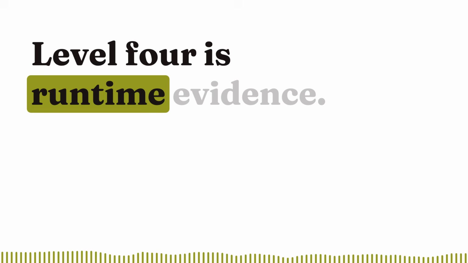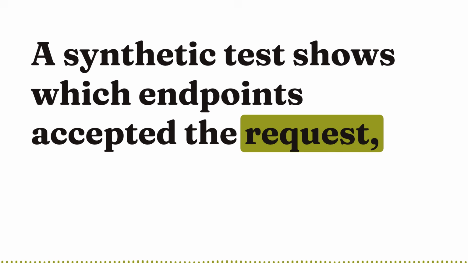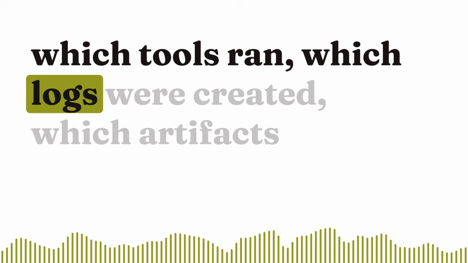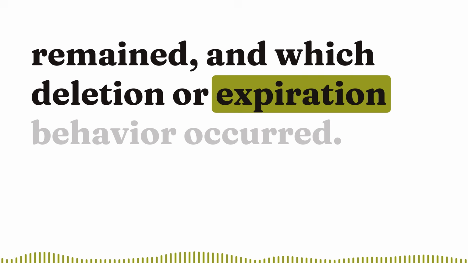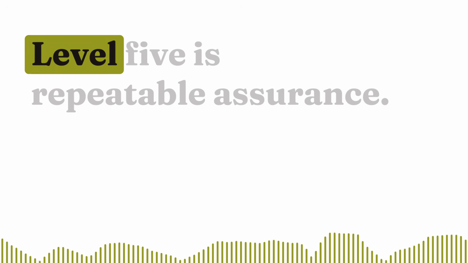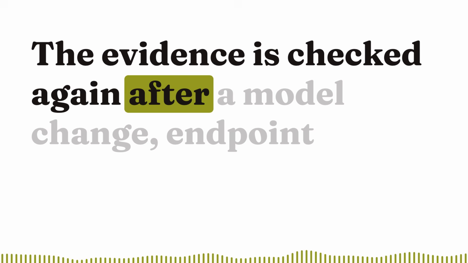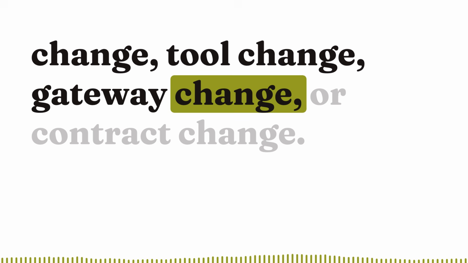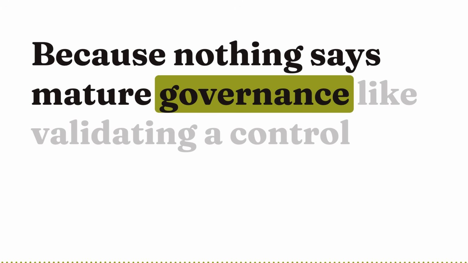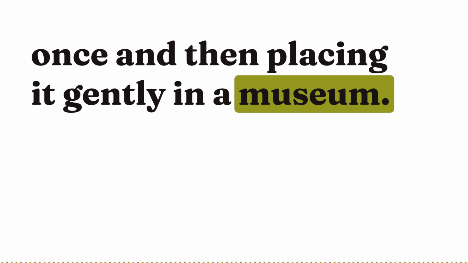Level 4 is runtime evidence. A synthetic test shows which endpoints accepted the request, which tools ran, which logs were created, which artifacts remained, and which deletion or expiration behavior occurred. Level 5 is repeatable assurance. The evidence is checked again after a model change, endpoint change, tool change, gateway change, or contract change. Because nothing says mature governance like validating a control once and then placing it gently in a museum.